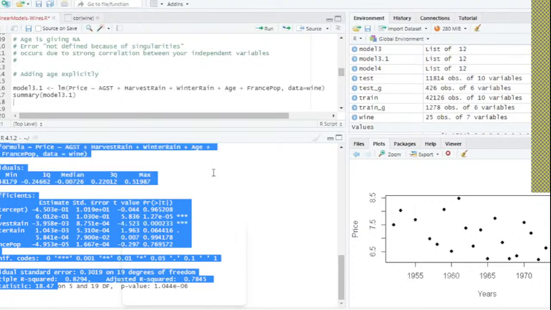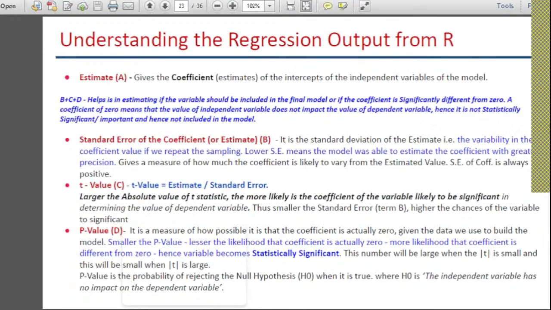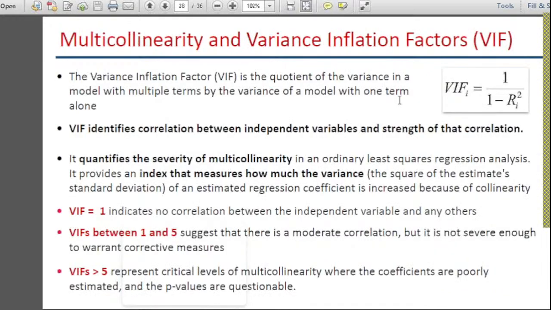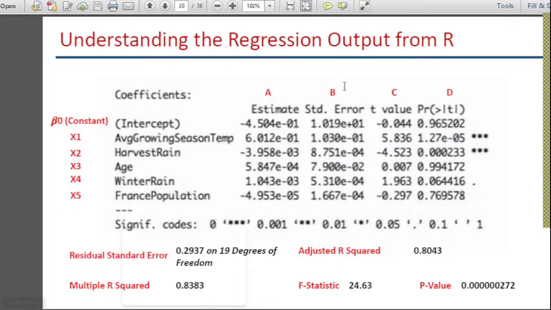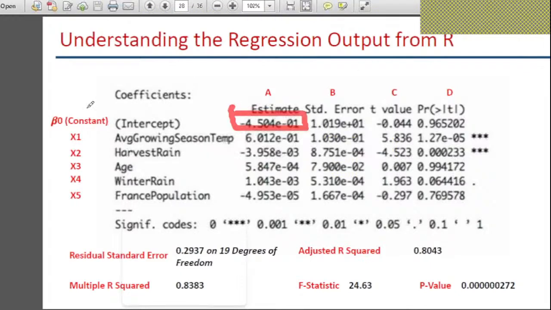We are going to go back into the presentation where I have explained these in detail. So this is our output, right? Let's understand this output. The first row in the output is the intercept. Intercept, remember, y is equal to mx plus c. This is the c part, the constant part, b0, right?